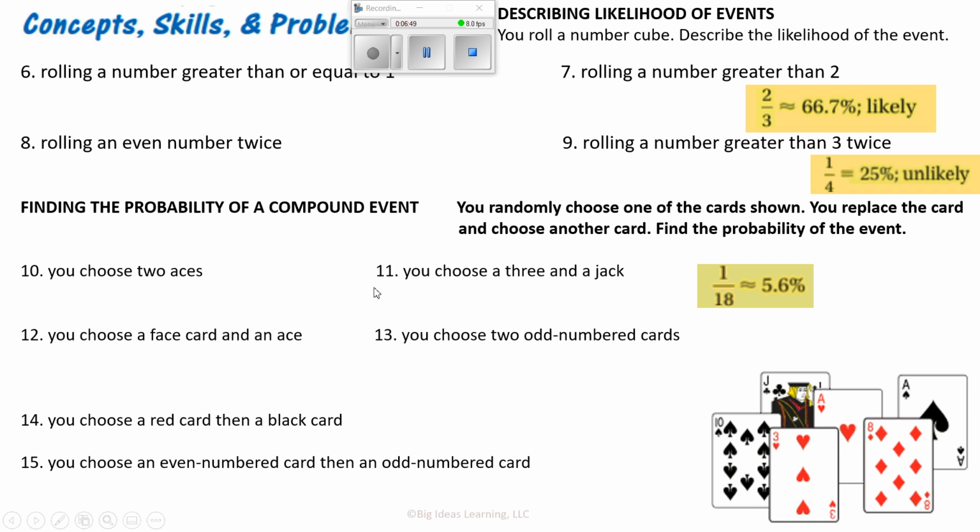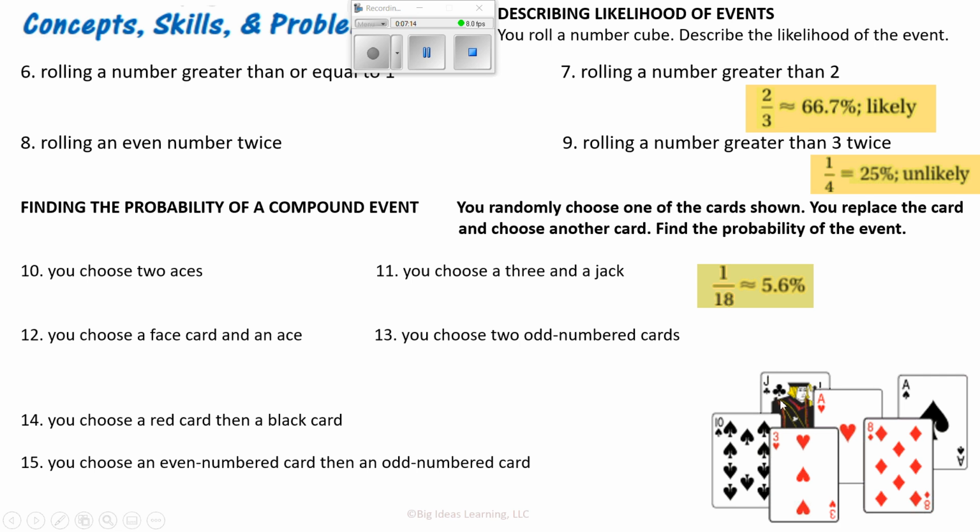well, you know what, hold on, you choose a 3 and a jack. It never actually says that you choose a 3 and then a jack, right? You choose a 3 and a jack. So that means you could get a jack and a 3. So you're going to have to take that 36 and divide it by 2. And that's where they got the 18, right?